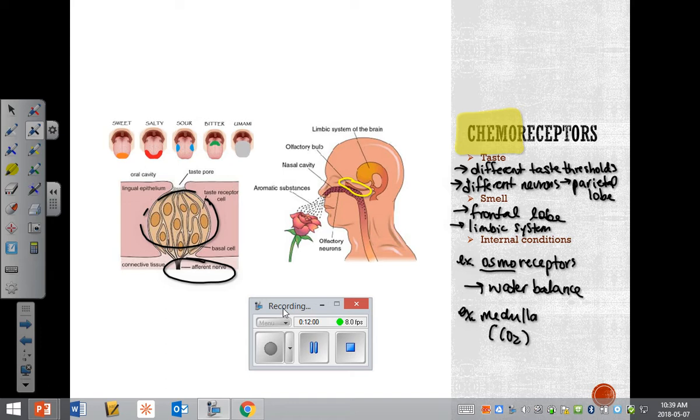Does anyone want to ask anything about any types of chemoreceptors? Yes. So your internal conditions just basically regulate stuff in your body, so like if it's trying to balance water, it would be like thirsty or something. Exactly. So a part of the osmoreceptors pathway would be to do automatic things like tell your kidneys to reabsorb water, but it would also stimulate you consciously to say, hey, you know what? I am thirsty. I should go drink something.